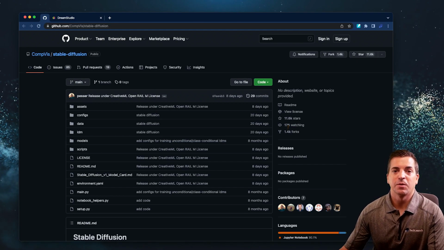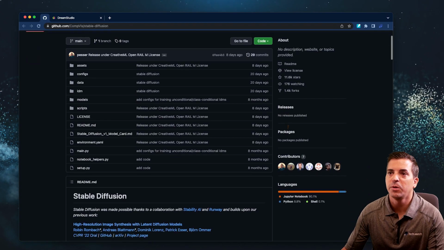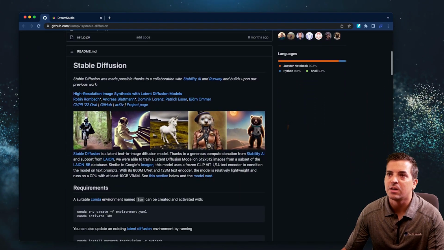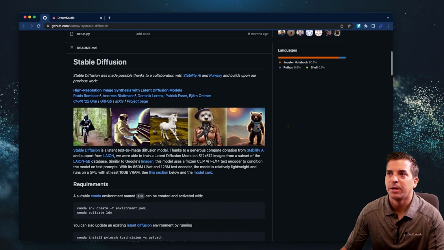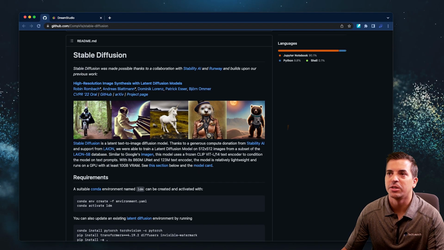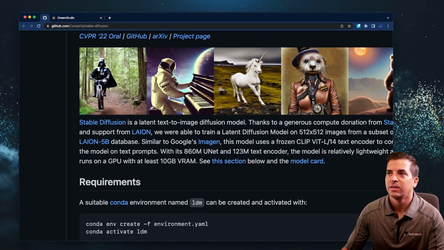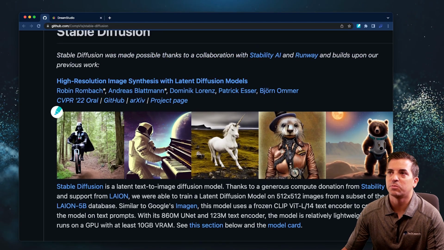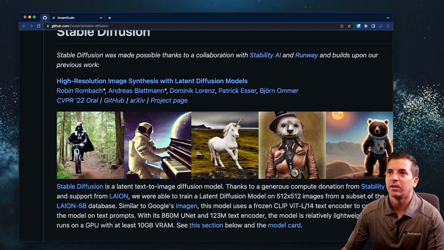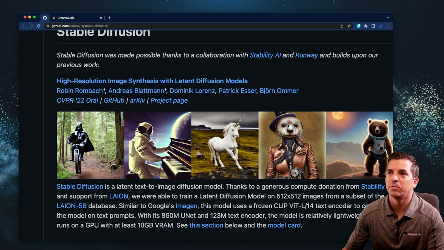But to start with, I wanted to quickly take a look at some high-level points from the GitHub repo. The first thing you can see here is they go into some detail about some of the example pictures that were generated. I'm just going to zoom in so you can take a look at these. These are really incredible. And one of the things that I think is really helpful is they also link out to some of their previous work.